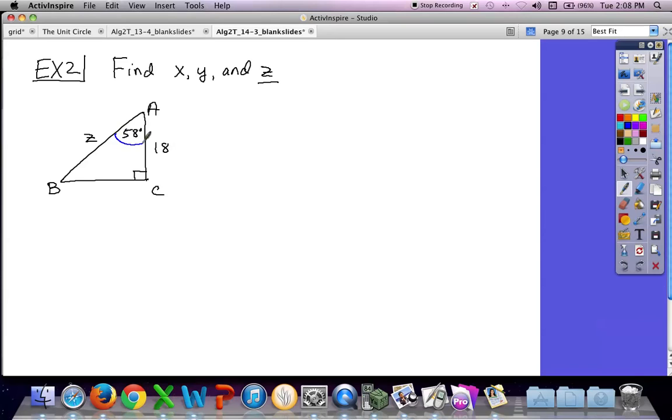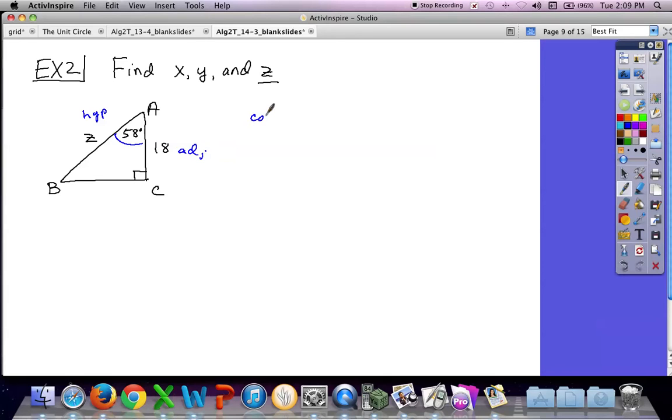Remember, with respect to this angle, are these two sides opposite, adjacent, or hypotenuse? Let's label them. What's the Z? Hypotenuse, right? And what is this side? Adjacent. So once you've done that, then you can ask the question, which of the three trig functions, sine, cosine, or tangent, uses adjacent and hypotenuse? Cosine, right? So that's what you need to know, cosine.